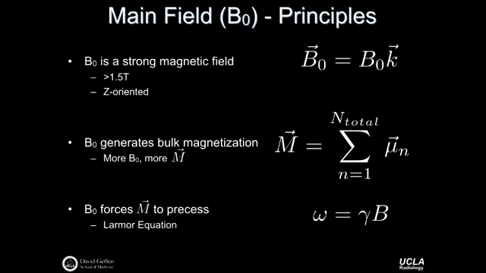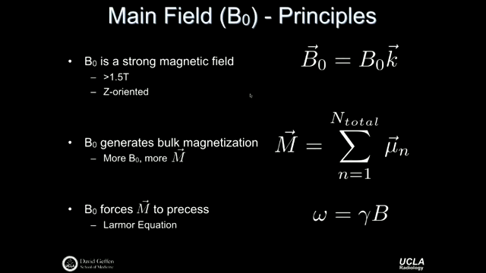It's important to think about the main principles for the B0 field. What is it that the B0 field provides for us? And mathematically, we want to start laying down some groundwork for this. So we know the B0 field is a strong magnetic field, usually greater than 1.5 Tesla. And we said before that it's a Z-oriented field, where Z is the long axis of the scanner, the cylindrical axis of the scanner. It's the axis that the patient slides in along, head first into the scanner.